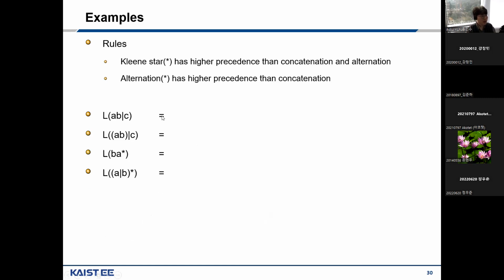So let's talk about the examples. One thing I want to mention is that Kleene star has higher precedence than concatenation and alternation. So Kleene star has the highest precedence and should be taken into account first, and alternation has higher precedence than concatenation. Let's think about those rules and see this example. If we have L(A, B or C), then what would be the matching set?